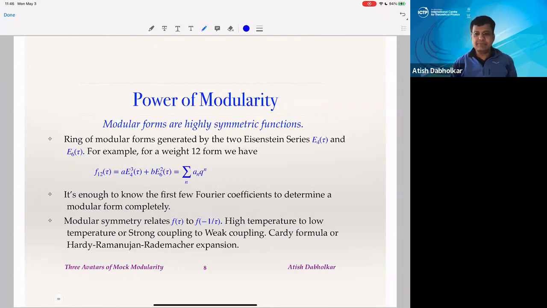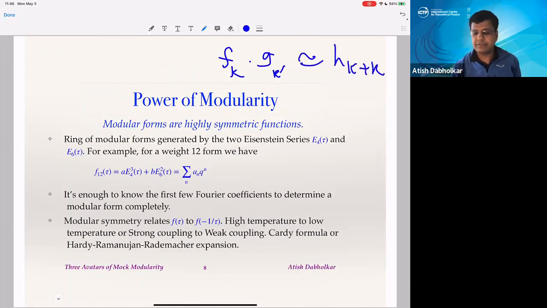And this is summarized by a very powerful theorem that the ring of modular forms is generated by two Eisenstein series, E4 of tau and E6 of tau. So ring meaning what? If you take a modular form F of weight K and another modular form G of weight K prime, then you get another modular form of weight K plus K prime. This just follows from the symmetry properties. If you just do an SL2Z transformation on both sides, it's clear that the weights will just add up. And therefore, it forms a ring. Ring meaning you are allowed to multiply, and it preserves the modular structure.